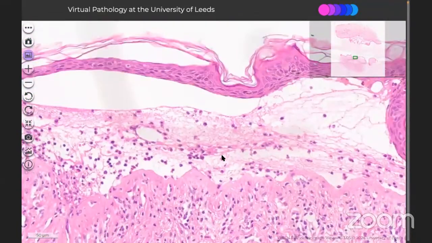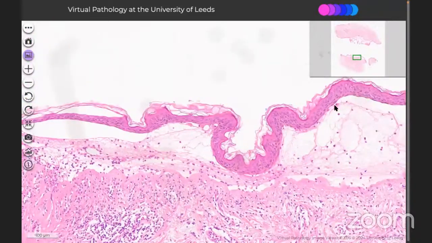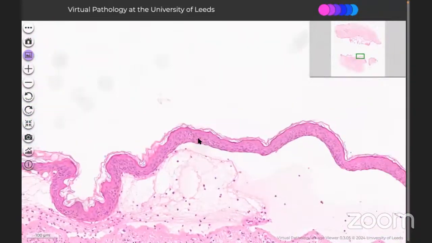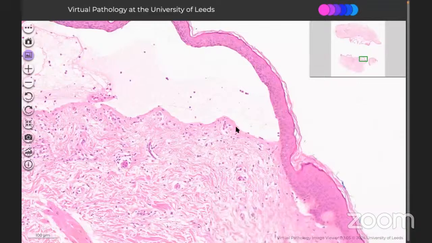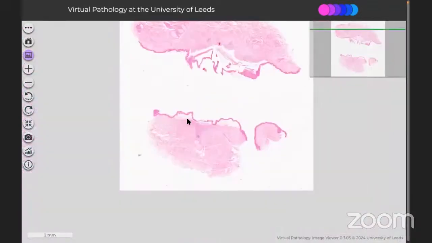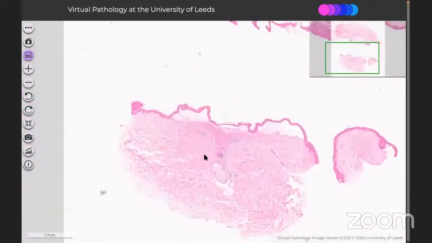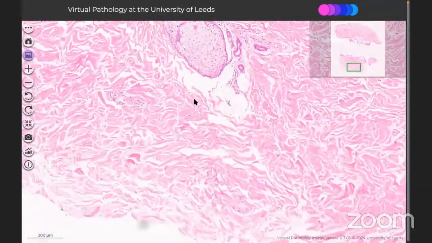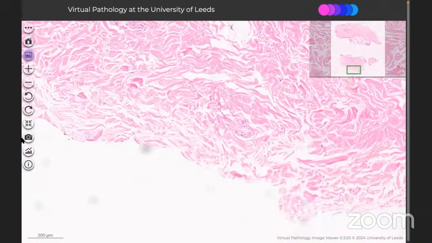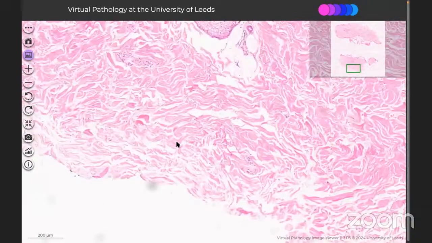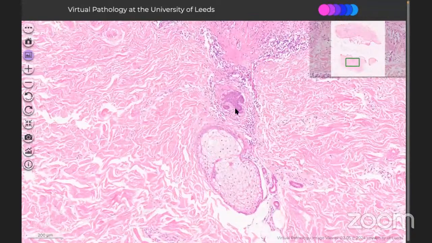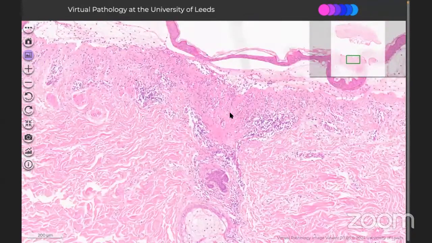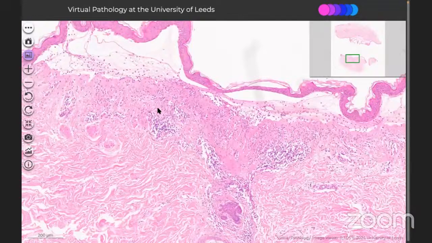vesiculobullous lesion. Okay, so there is no acantholysis, particularly for this case, and the blister is of significant size. The adnexal side is all okay. The deep dermis is all okay. Subcutis is not included. Okay, so with the history that it is an old age and subepithelial vesiculobullous lesion, the first differential should be bullous pemphigoid.